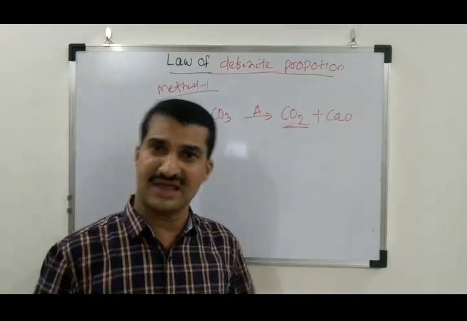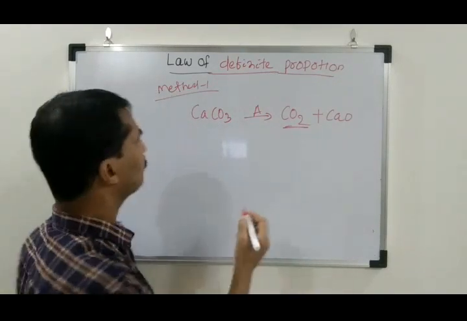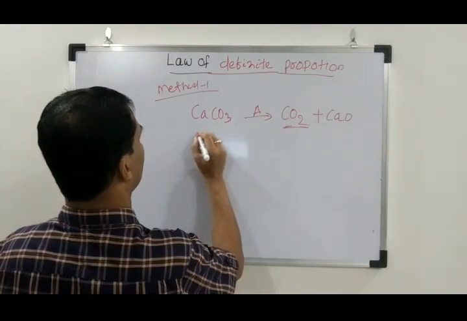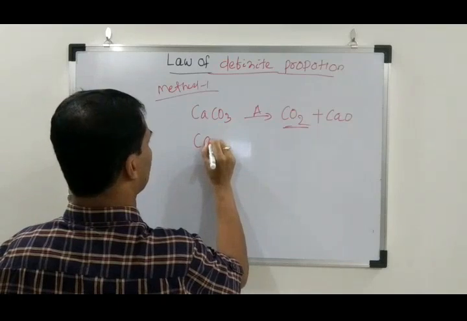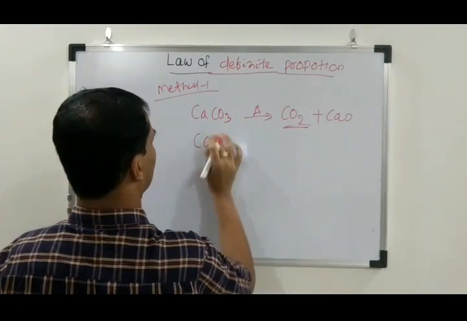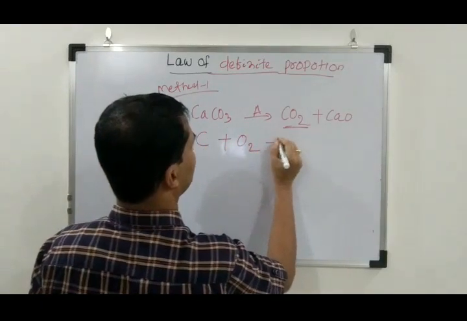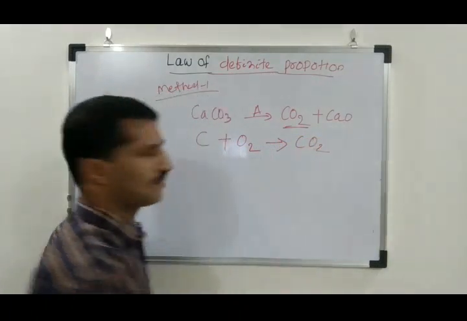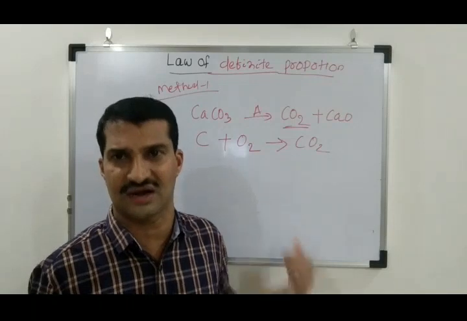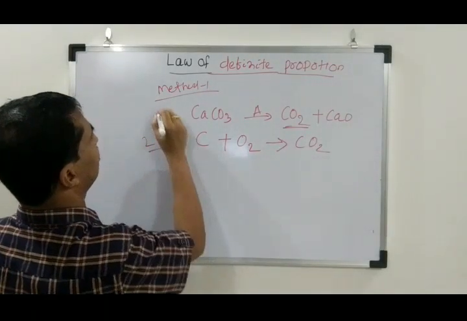Now let us see another method of preparation of carbon dioxide. Let's say carbon reacted with oxygen, then we'll get carbon dioxide as well, correct? When carbon is burnt in oxygen, we get carbon dioxide here also. This is another method of preparation of carbon dioxide. Second method, let us say. This is first.